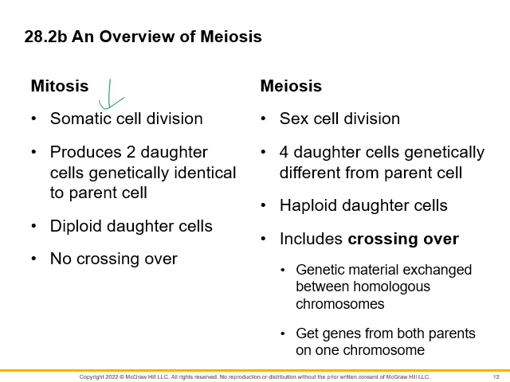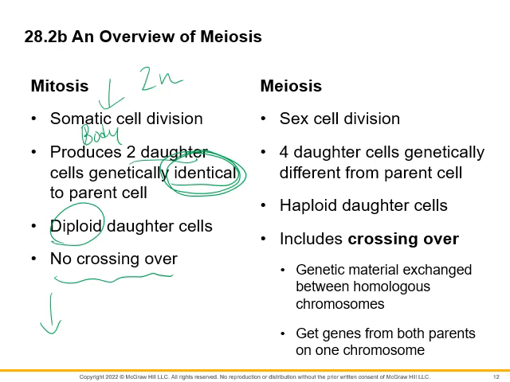Mitosis is somatic cell division. Usually when we see somatic, we think of body, right? It produces two daughter cells, and they are genetically identical. There's no crossing over. We start with a diploid cell, we end up with a diploid cell. This is the majority of the cells in your body. They undergo mitosis. So imagine if you cut yourself and you need to grow new skin cells, you're going to do mitosis from the existing skin cells that you have.